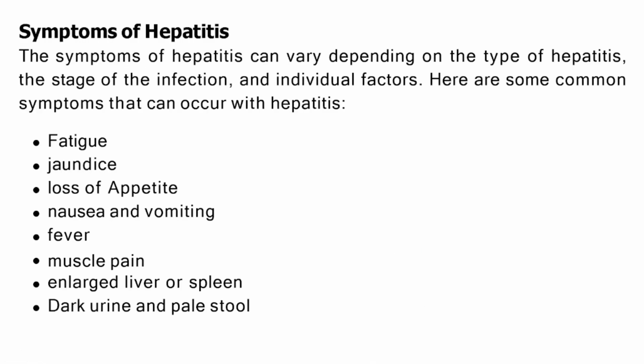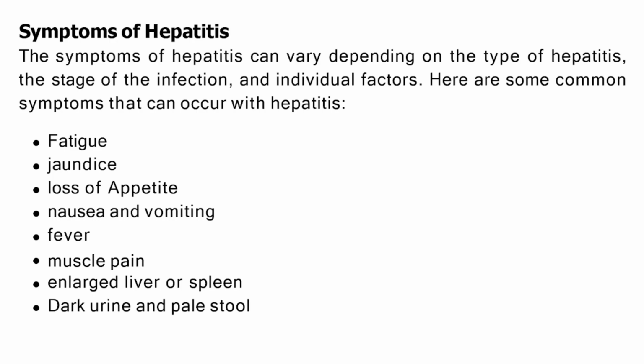The next slide is about the symptoms of hepatitis. The symptoms can vary depending on the type of hepatitis. There are different types of hepatitis, which we can discuss in the next slide. Firstly, we should know about the symptoms. The main symptoms include fatigue, jaundice, loss of appetite, nausea and vomiting, fever, muscle pain, enlarged liver or spleen, dark urine and pale stool.